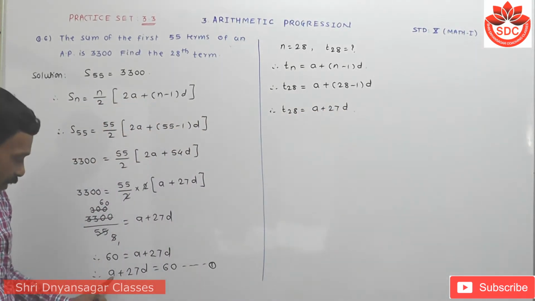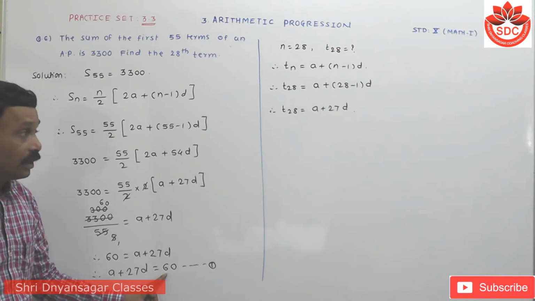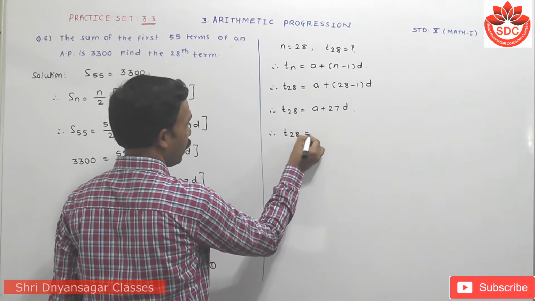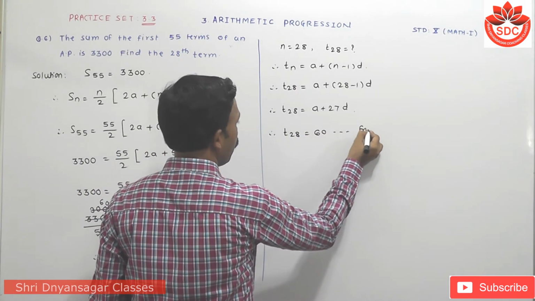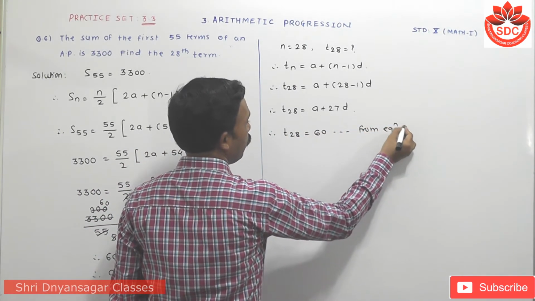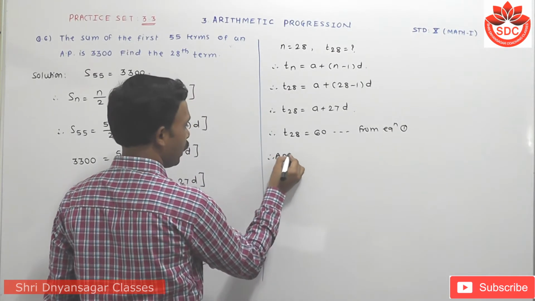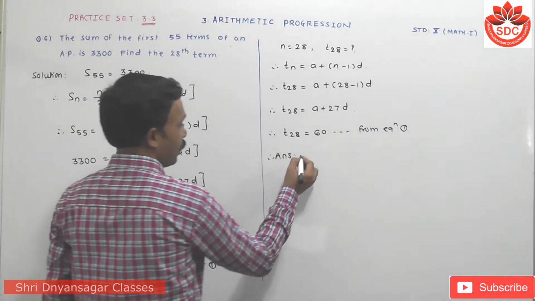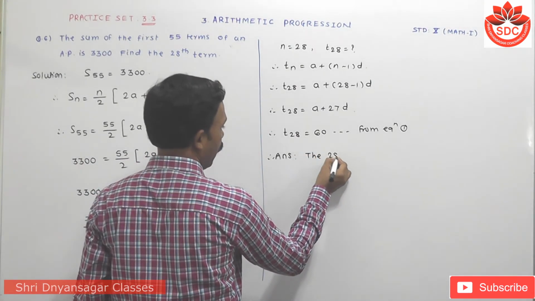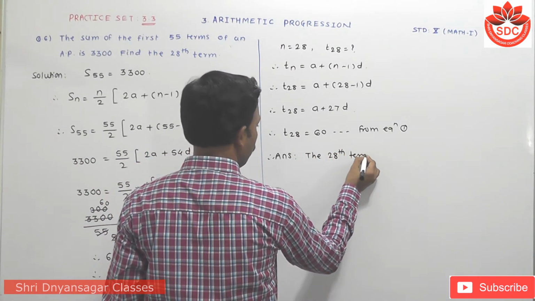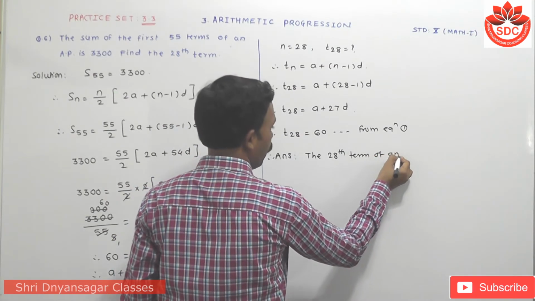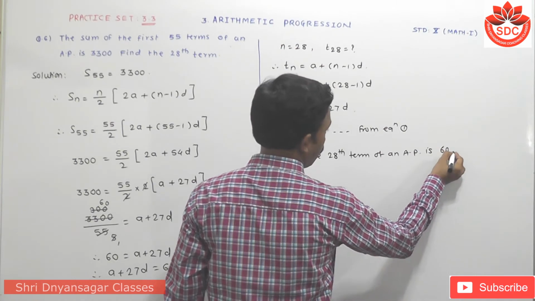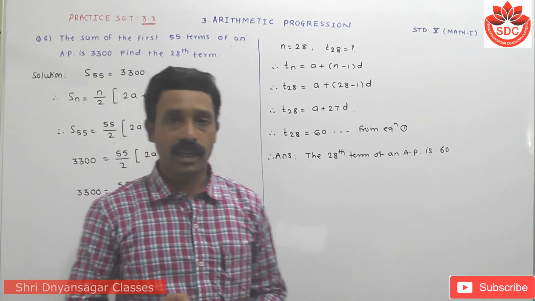Observe carefully, here a plus 27d is 60. So substitute this value, so from equation first, t28 is equal to 60. Therefore, the answer in full sentence: the 28th term of an AP is how much? 60. Okay, we take the next question.